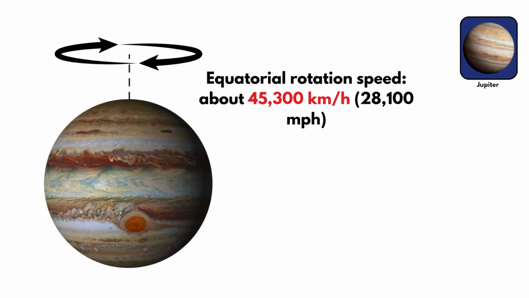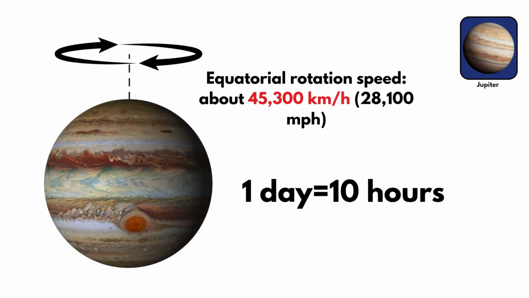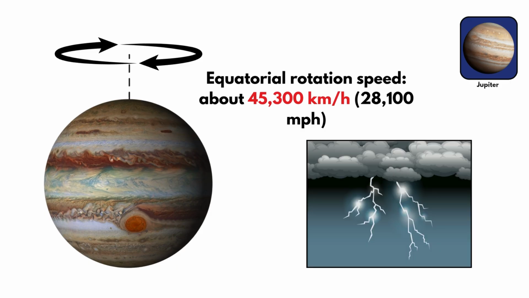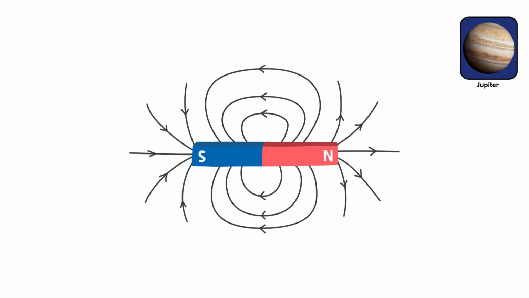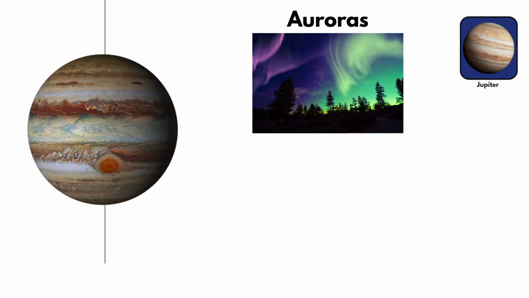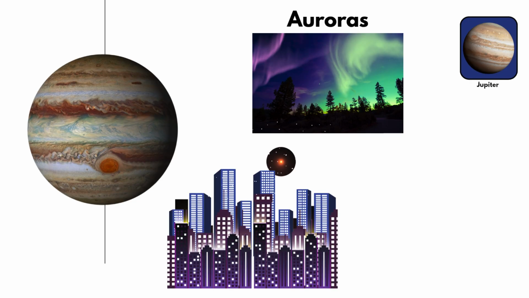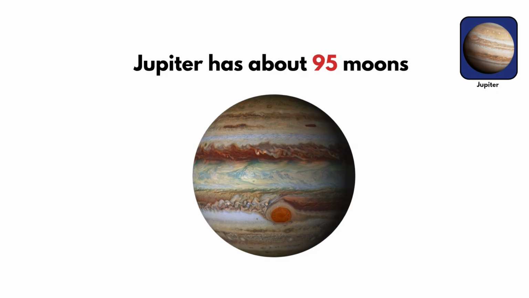Jupiter rotates fast. One day lasts just 10 hours. That speed fuels storms that never stop. It also has the strongest magnetic field of any planet. And it shoots out auroras at its poles that could light up entire cities. And the moons? Jupiter has at least 95 of them.